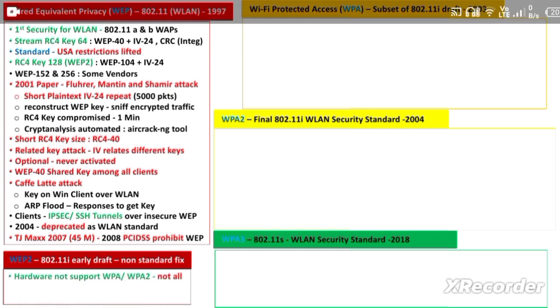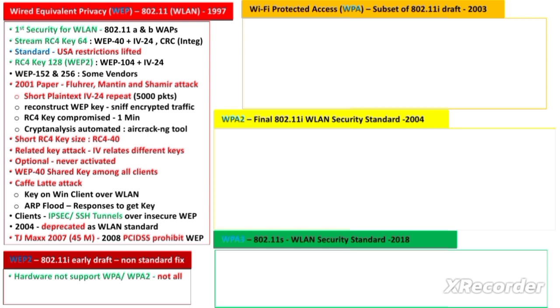Now coming over to WEP2. WEP2 was basically for those wireless access point hardware which did not support WPA or WPA2, but it was not supported by all wireless access points. So it extended the initialization vector and RC4 keys to 128-bit.